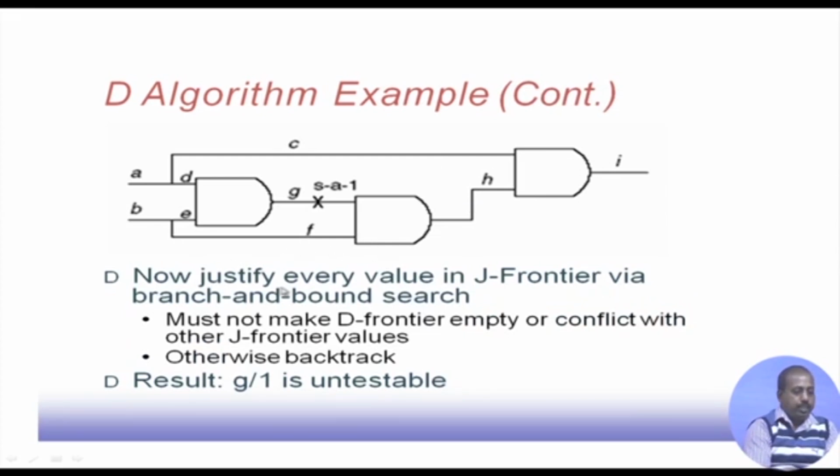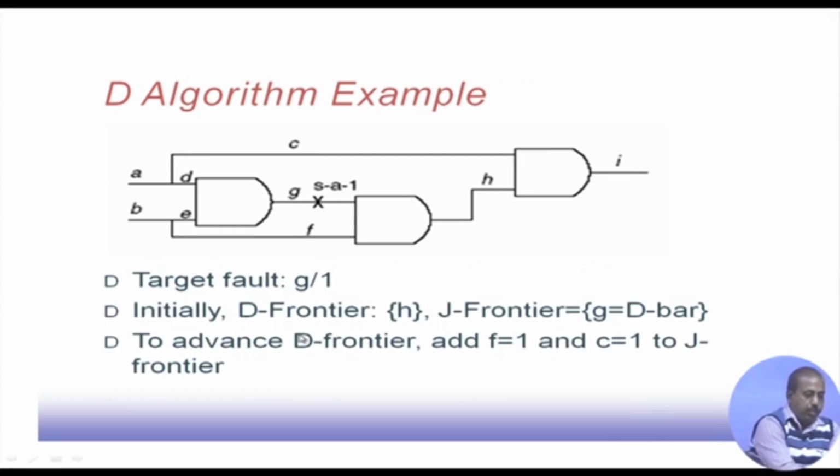So, if we justify every value in the J frontier in a branch and bound search method that we have discussed previously, at the same time we must not make the D frontier empty or conflict with other J frontier values. That has to be there, otherwise you need to backtrack. You see that in this particular case it is not possible to satisfy all those constraints simultaneously.